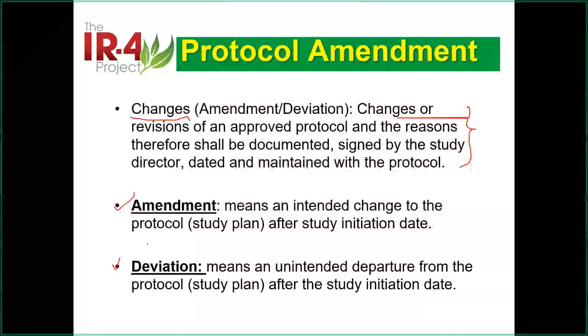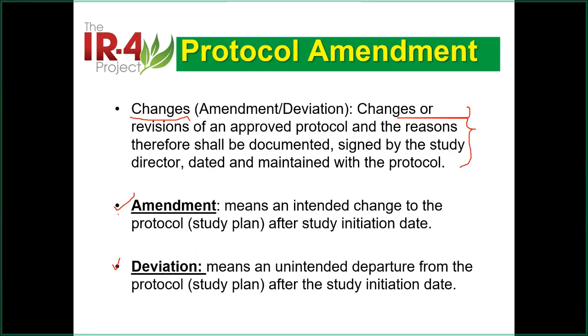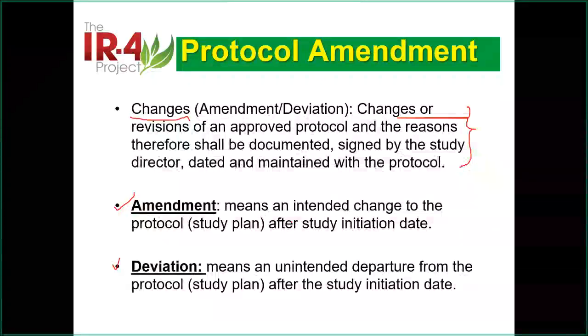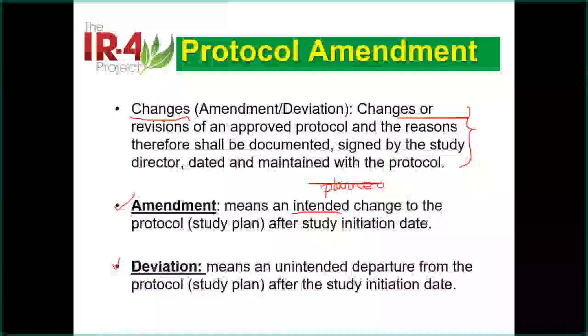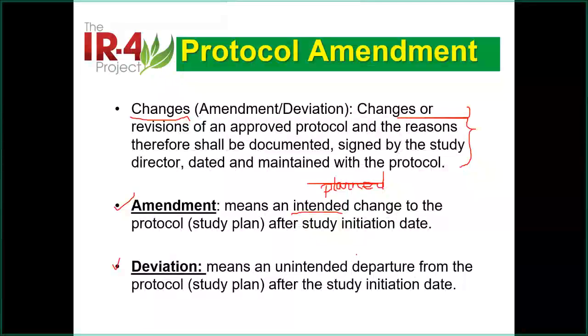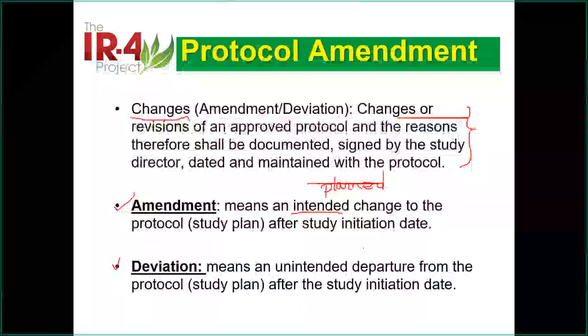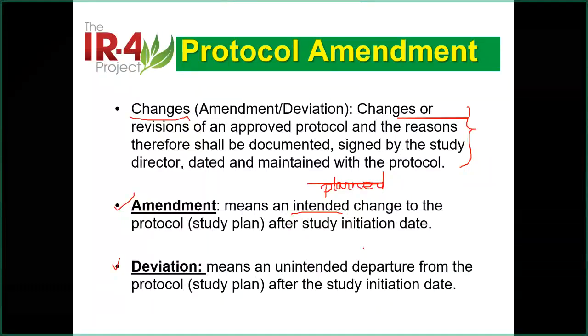The intention to tell the difference between amendment and deviation is: is this intended or planned, to make the change? From now on, there will be the change planned. Okay, so if it is intended from now on, this is the change and this will be going forward, and you plan this way from now on, that should be an amendment.